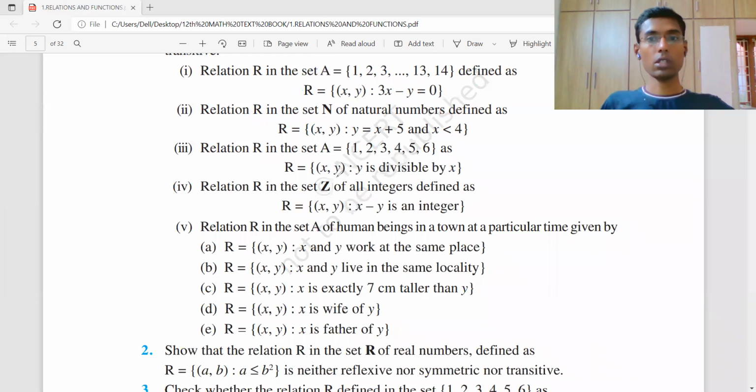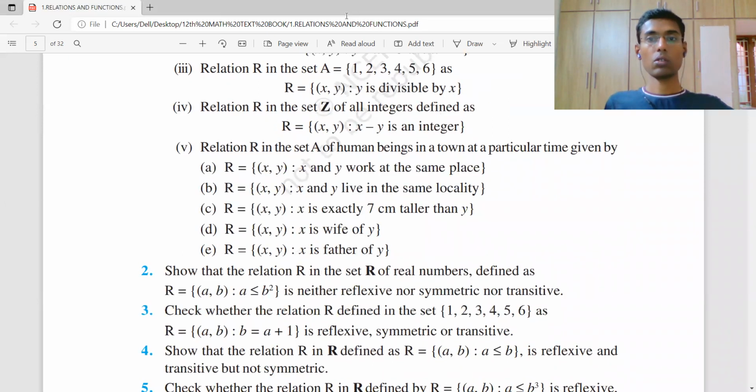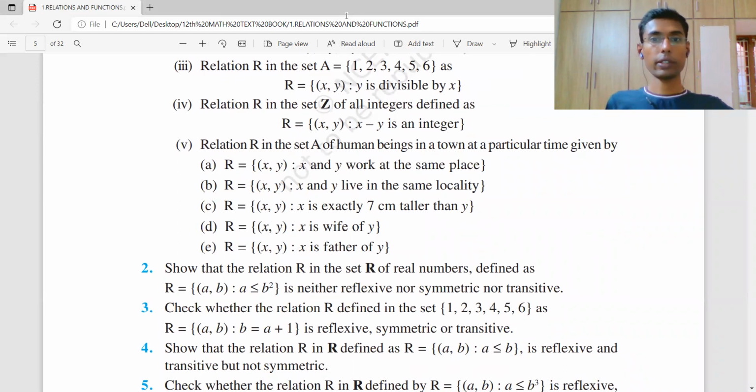So next, what is example 3? Question number 1, part 3. Yeah, tell me.